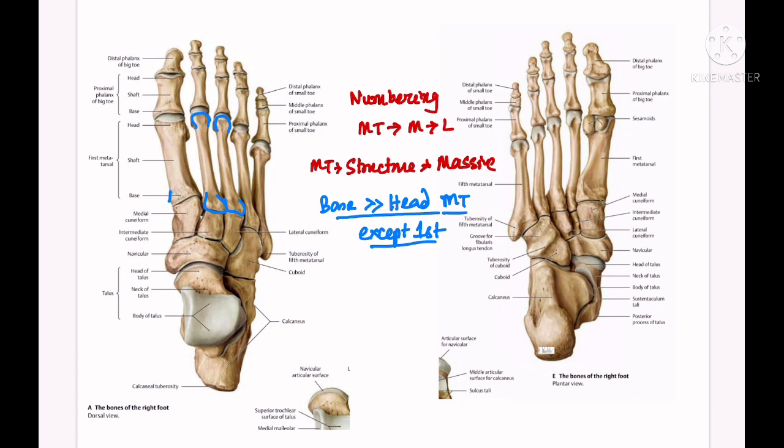Okay. Next, the shaft of the metatarsal narrows or tapers from the base to the head because the base is larger than the head. But in case of metacarpals, the shaft thickens from the base to the head. It is the opposite. So these are the main differences between the metacarpals and metatarsals.